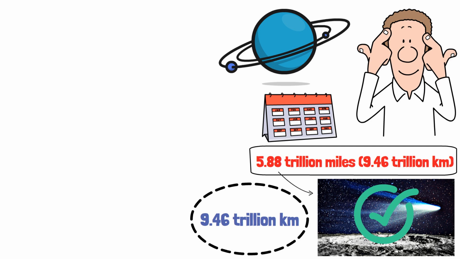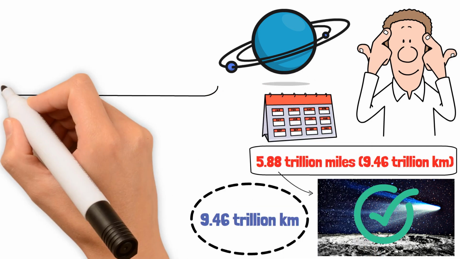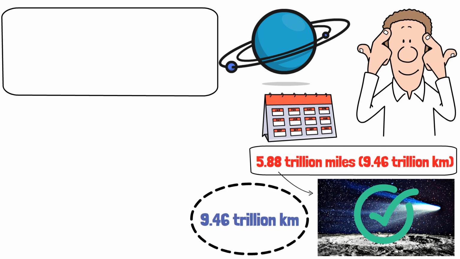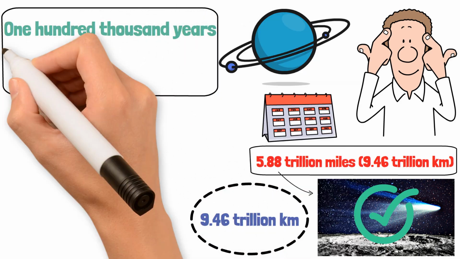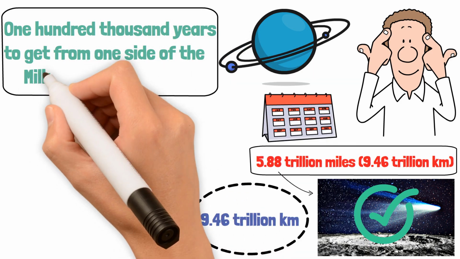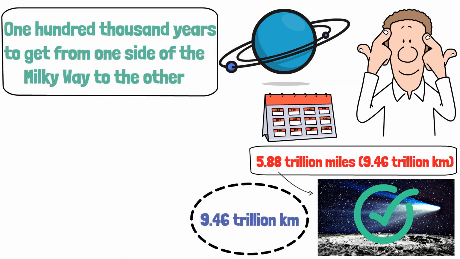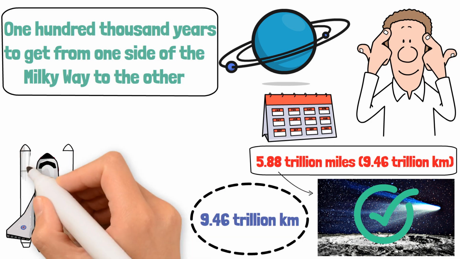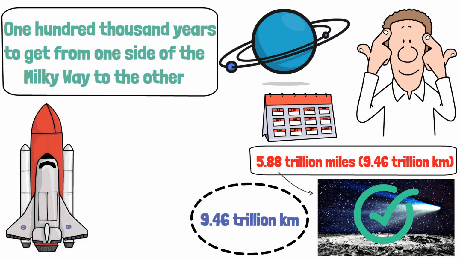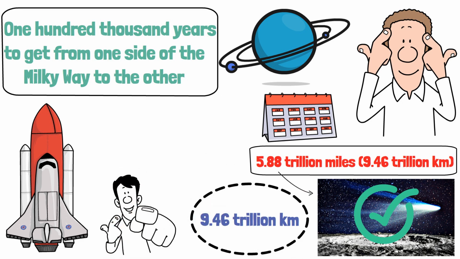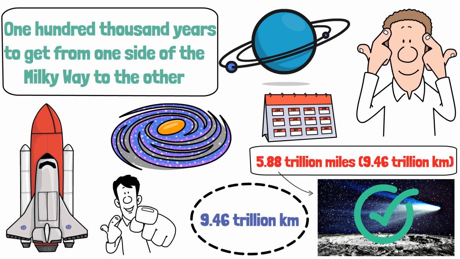If you were to travel at the speed of light, it would take you 100,000 years to get from one side of the Milky Way to the other. If you were to use your spacecraft to travel at the speed of light, you would be able to reach the opposite side of the Milky Way.